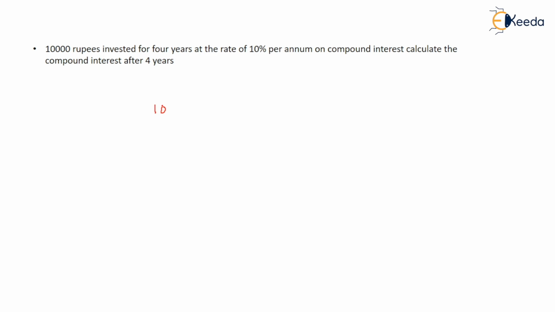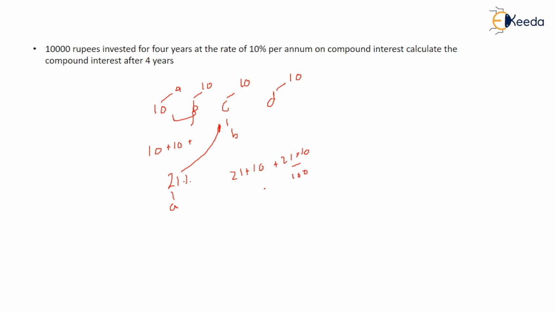Okay, so 10% for the first year. For the second year, it is again 10%. For the third year, again it is 10%, and the fourth year, again it is 10%. So first I need to solve these two, right? After solving 10 plus 10 plus this, it comes out to be 21%. Now I have to solve with this. Now this becomes the new A, this becomes B. So after solving this, 21 plus 10 plus 21 into 10 upon 100, this comes out to be 33.1.